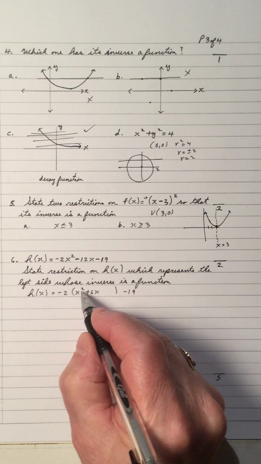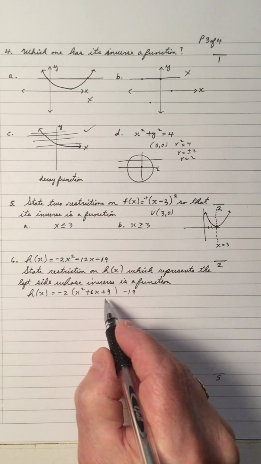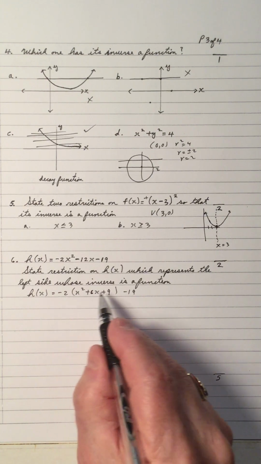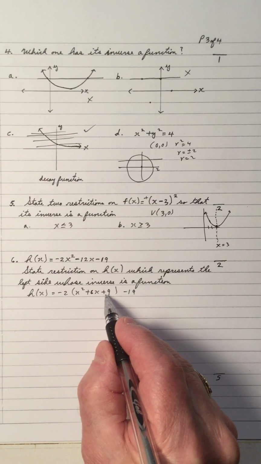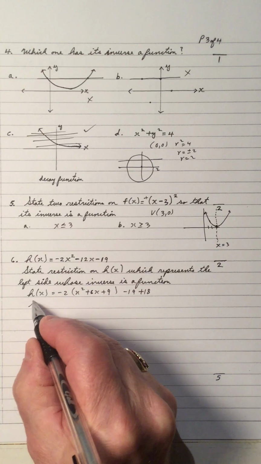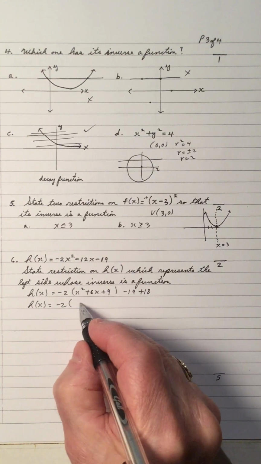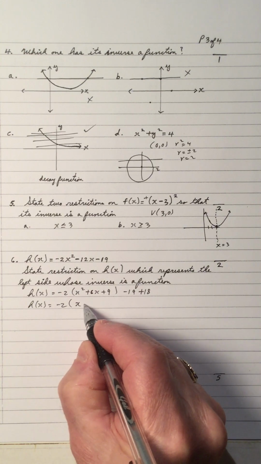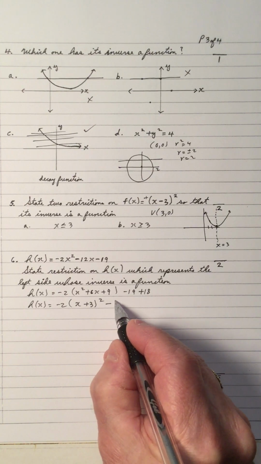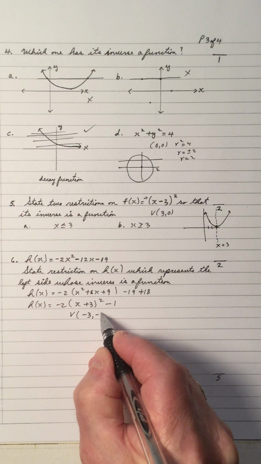Now I want to complete the square with a coefficient of 1, so half of 6 is 3, 3 squared is 9. The 9 is put here, but really I put in a negative 18, because negative 2 times 9 is negative 18. So that's a non-balance. So to balance it, I put a plus 18. So the h of x is equal to negative 2 times the perfect square trinomial, x plus 3 squared, because half of plus 6 is plus 3, minus 1. So the vertex of this parabola is negative 3, negative 1.